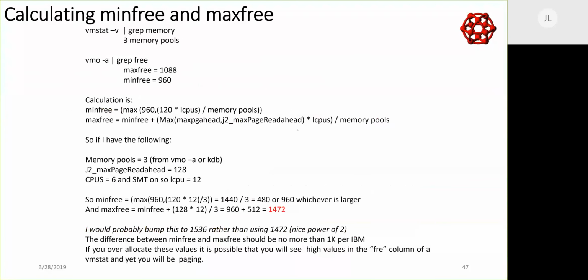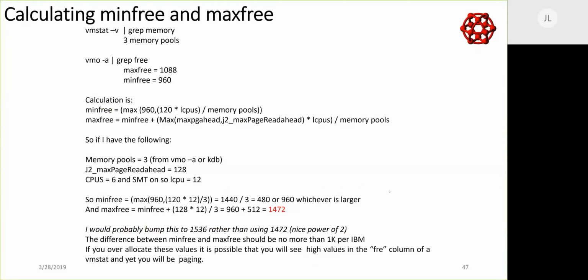I tend to calculate min-free and max-free for my LPARs. I'm not going to go into the calculation. Suffice it to say that it's based on logical CPUs and your JFS2 max page read ahead. Logical CPUs being the SMT threads, and it shows as LCPU in a vmstat. So when it comes back with a number like 1472, I'll bump it to like 1536. I like using the powers of 2.